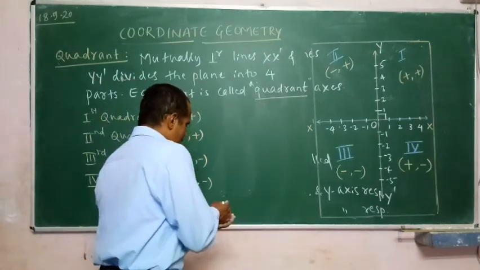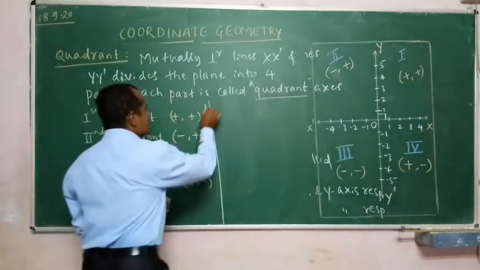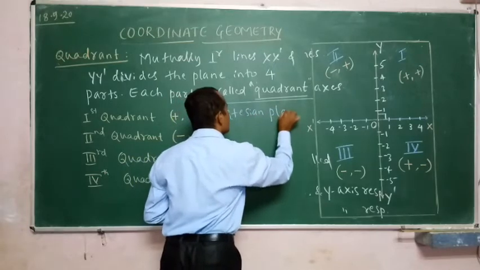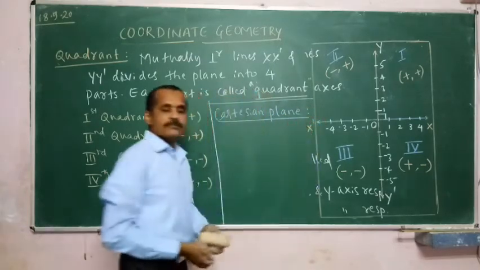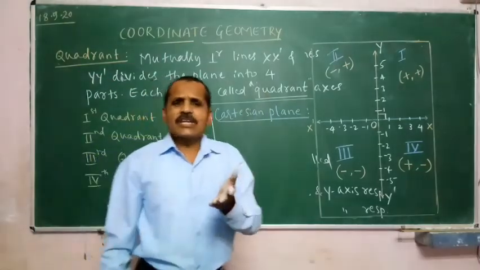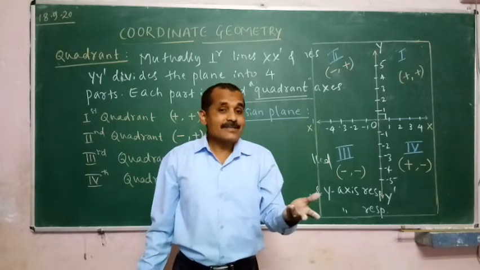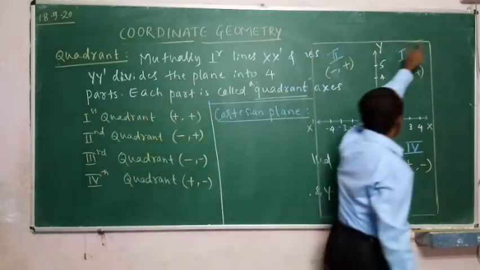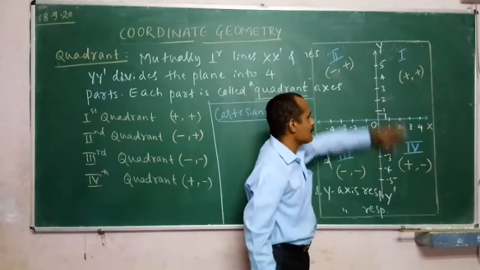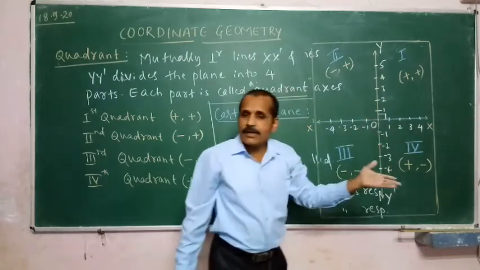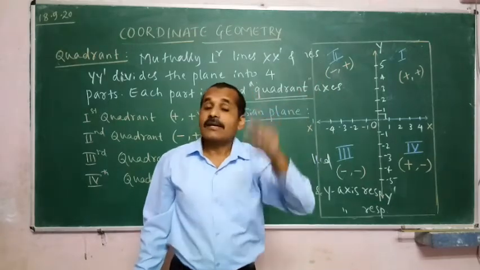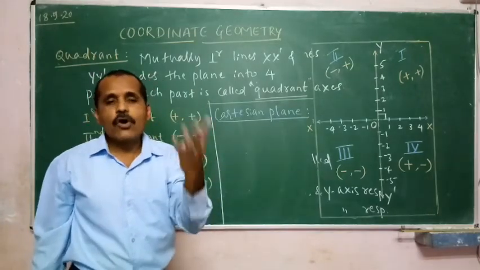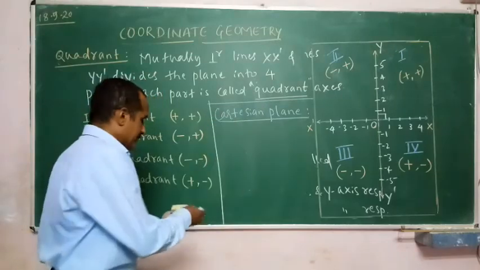Okay, let me write one more definition here. What is a Cartesian plane? This is again a new word for you. See, I have told you x dash and y dash are mutually perpendicular lines intersecting at O, and they divide the plane into four parts. This is a flat surface, a plane, divided into four parts. Each part is called a quadrant, and this plane we call a Cartesian plane. The plane which has two axes and four quadrants is called a Cartesian plane.